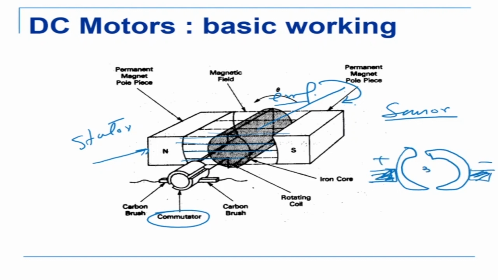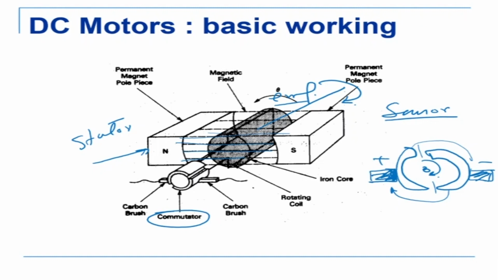So when this is rotating, what is happening? There is a cut in here. So this is a slip ring basically. So when it rotates, this side will rotate and go to that side, and this side will rotate and come to this side. So the polarity is changing.